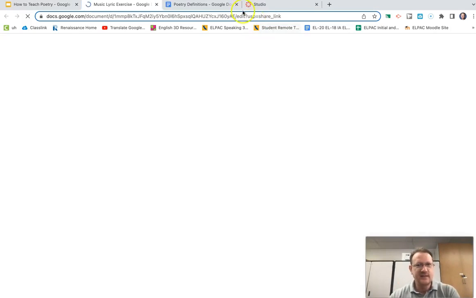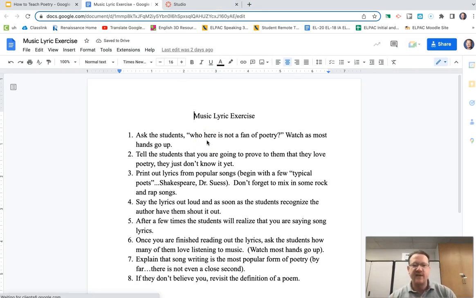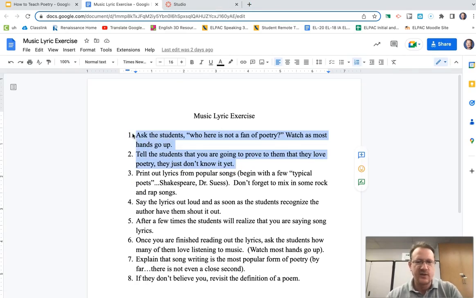So let me open this thing up. This is what you will have to set up in advance. I already did steps one and two, if you're looking at the screen, you know that. So I asked a student who's not a fan of poetry. Most of the hands go up. Then I tell them that they actually love poetry and I have to prove it.